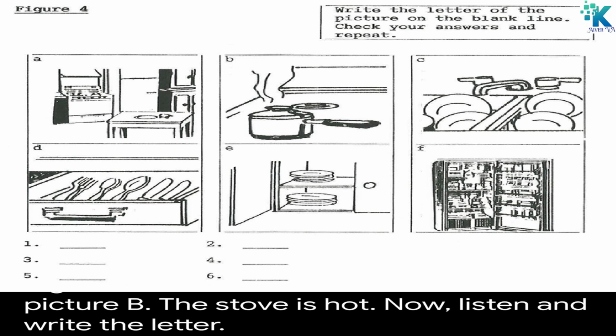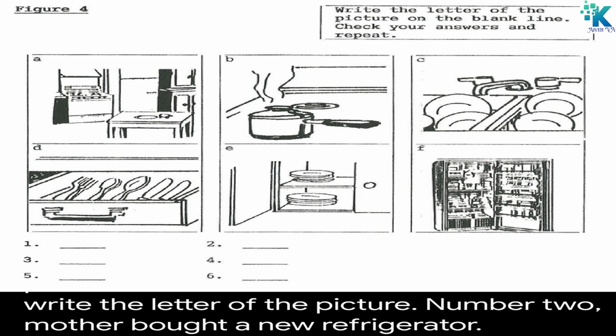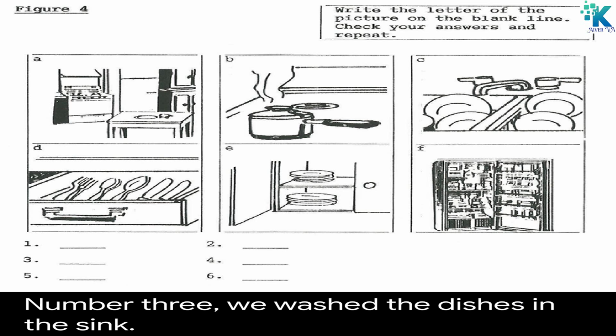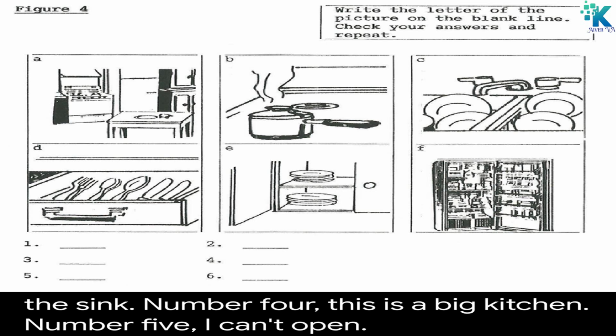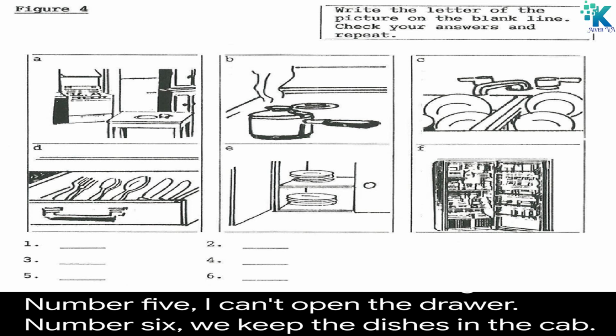Now listen and write the letter of the picture. Number 2. Mother bought a new refrigerator. Number 3. We washed the dishes in the sink. Number 4. This is a big kitchen. Number 5. I can't open the drawer. Number 6. We keep the dishes in the cabinet.